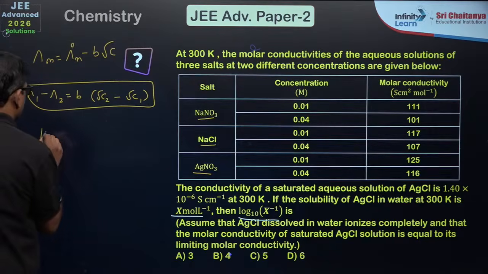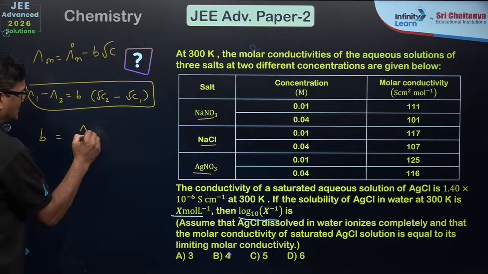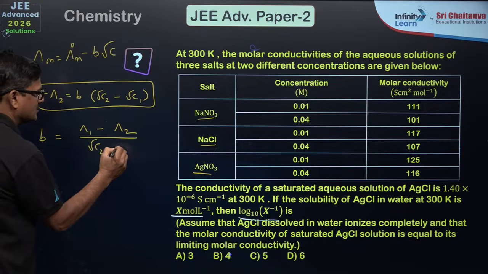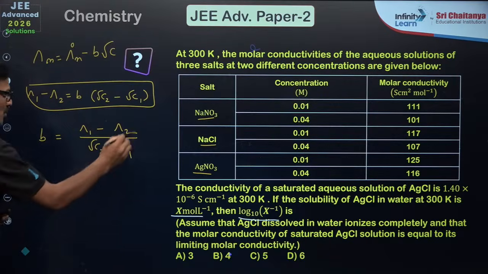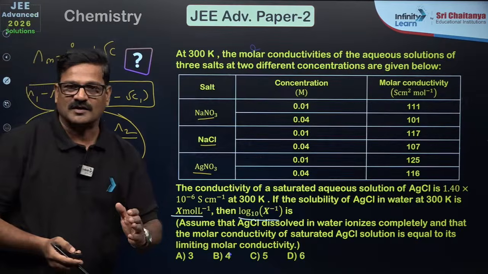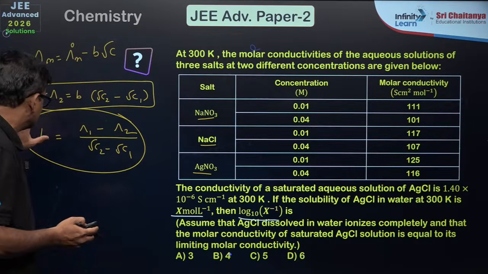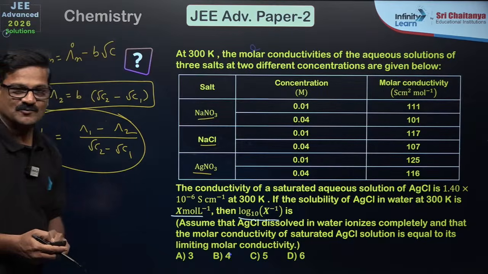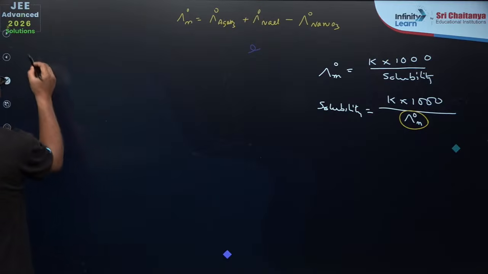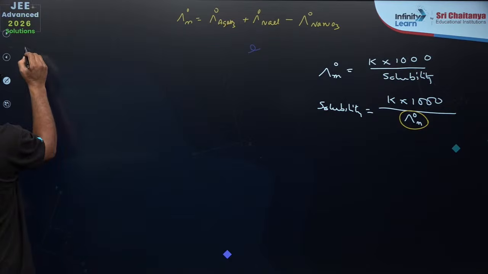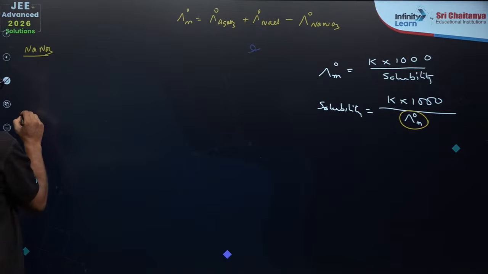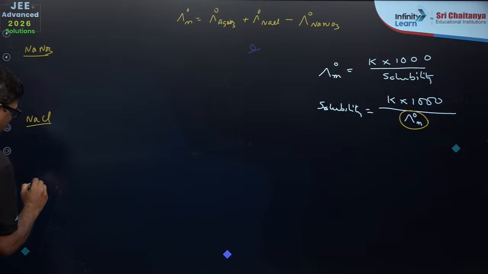So B is equal to, root C2 minus root C1. So we got the values for limiting molar conductance for these 3 by using this constant and putting it here. So from this we can calculate this. Now for NaNO3 you can calculate, and you can calculate for NaCl and for AgNO3.